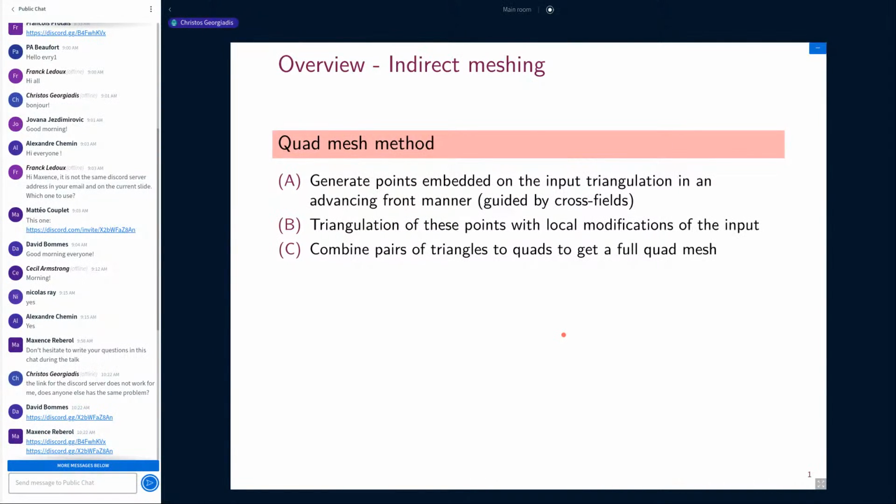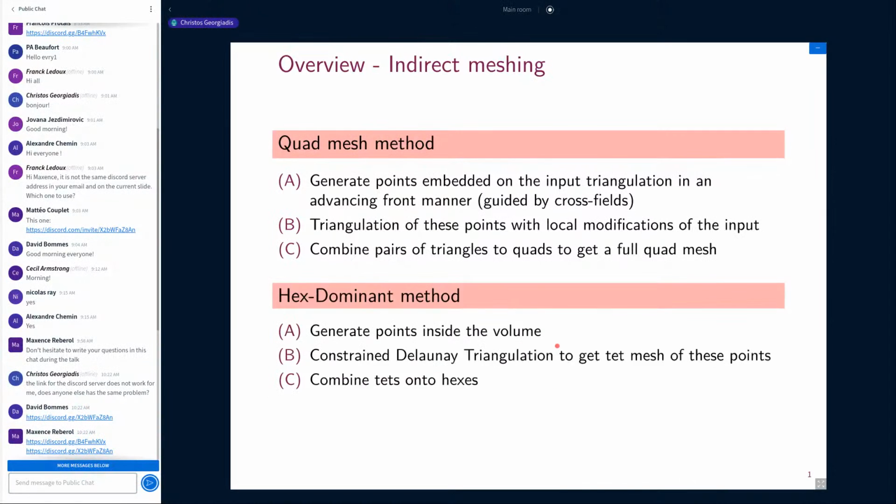We can triangulate these points with local modifications of the input, so it's an easy and robust way to obtain a triangulation of the generated points. And finally, we want to combine pairs of triangles to quads to get a full quad mesh. Respectively, for 3D, we can again generate the points inside the volume, take a constrained Delaunay triangulation of these points, and with the same reasoning, combine tets into hexes.